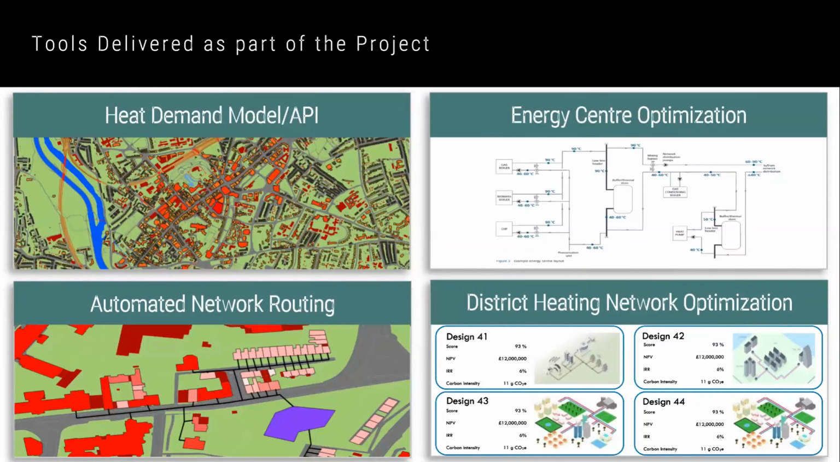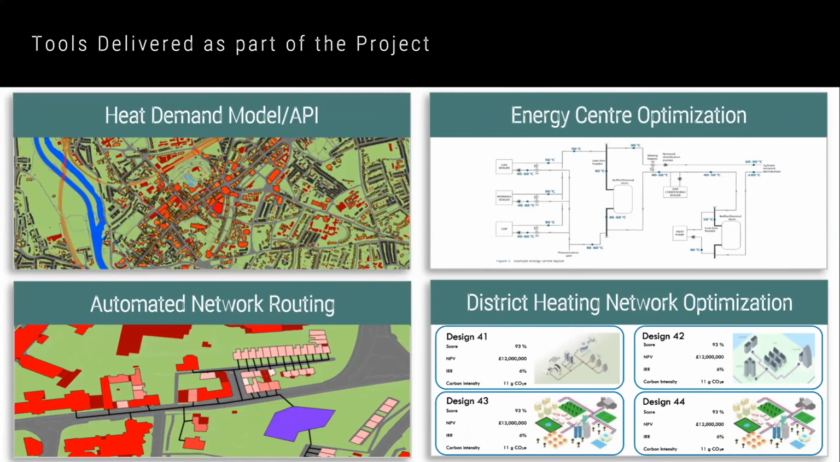So moving on to part 2 of the talk. Four modular tools were built as part of this project. On the top left, a first of its kind heat demand model. This can estimate heat demand of both domestic and non-domestic buildings down to individual building levels across Great Britain.